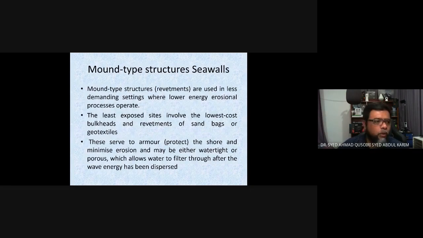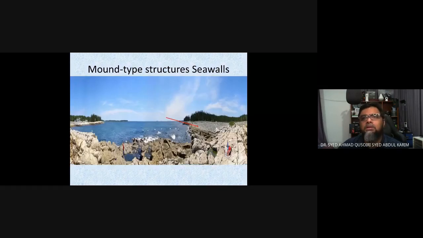These sandbags or stones act as an armor to protect the shore and minimize erosion, whether it is watertight or it is porous. It allows water to filter through after the wave energy has been dispersed. So, as you can see here, this is a mound, and it uses a lot of rocks.